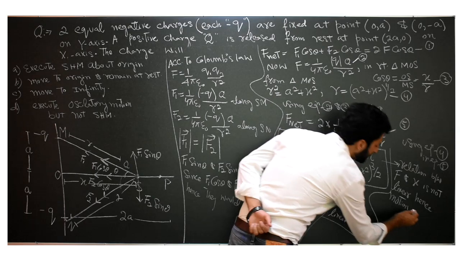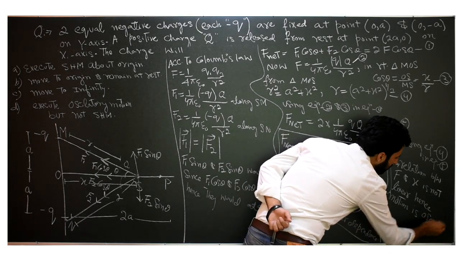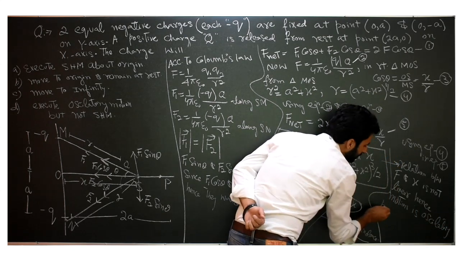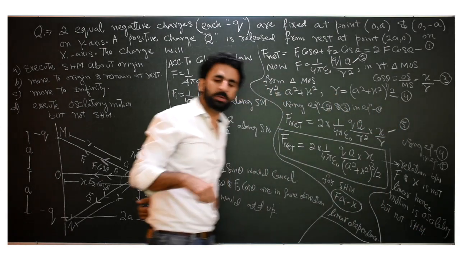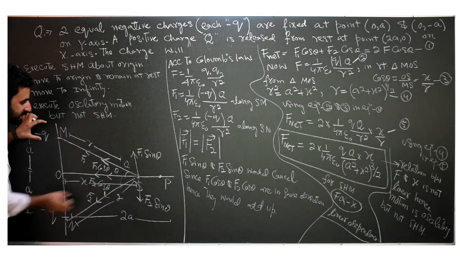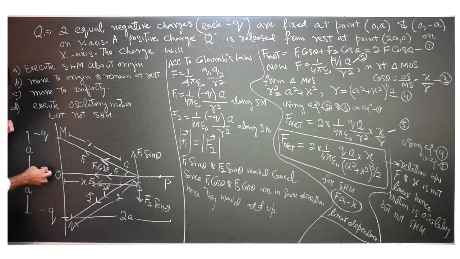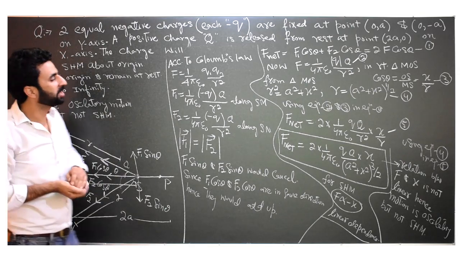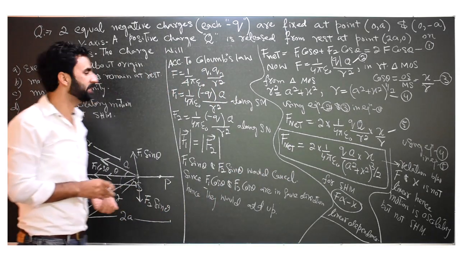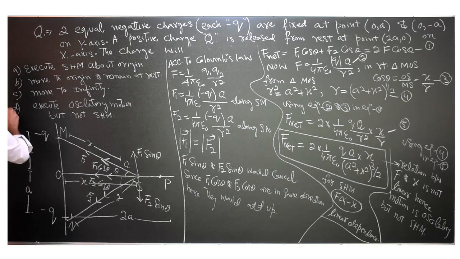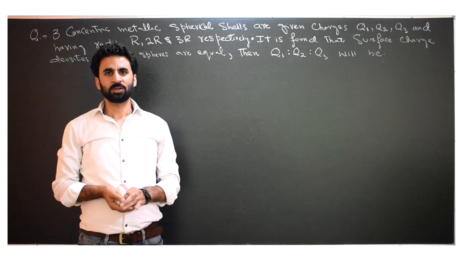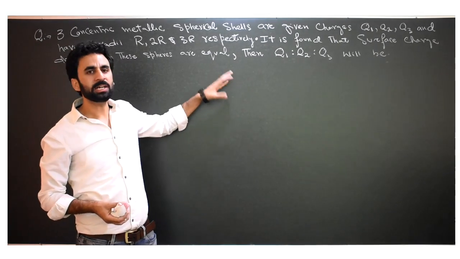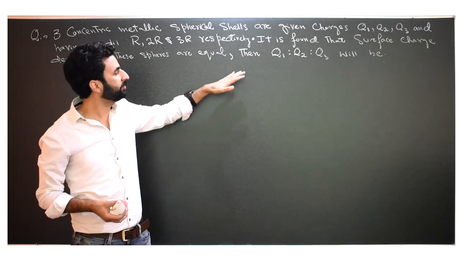Hence the motion is oscillatory but not simple harmonic motion. It is oscillatory because these negative charges will attract this positive charge towards the origin, but it will not be simple harmonic because the relation between force and displacement is not linear. So we have here the fourth option, that the charge q will execute oscillatory motion but not simple harmonic.